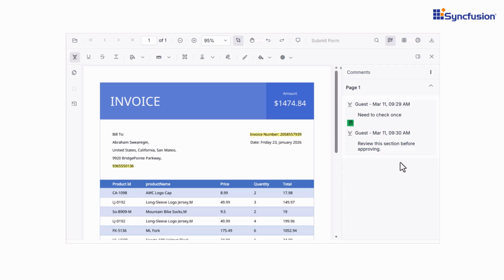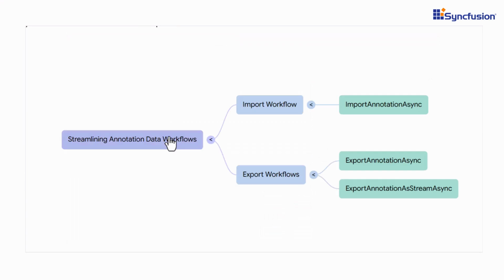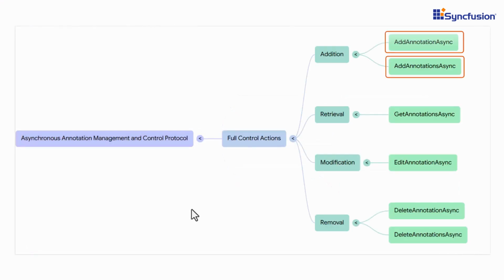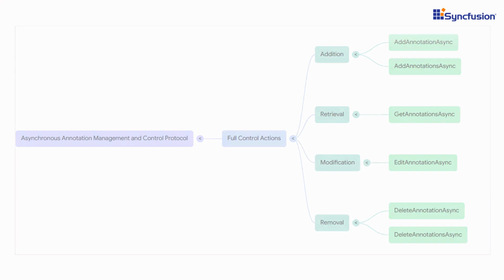Want to save or reuse annotation data? The PDF Viewer supports importing and exporting annotations in JSON and XFDF formats. Users can manage this directly from the comments panel, while developers can integrate annotation workflows programmatically when needed. For full control, annotations can be added, retrieved, edited, or removed using available APIs.